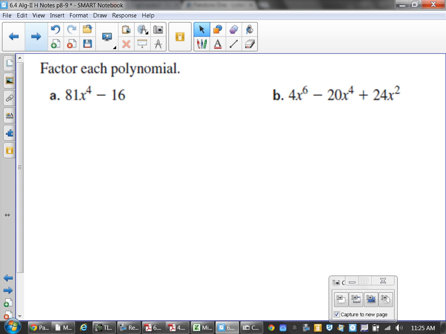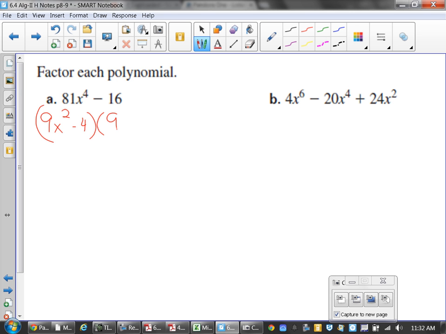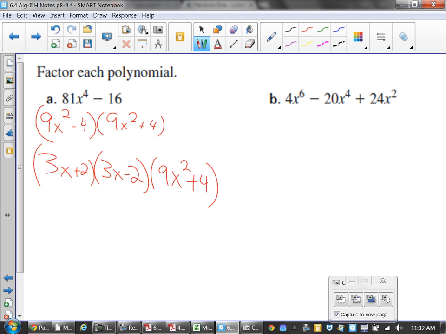So take a second and do these two. Look at this first one. On the first one, I'm guessing most of you recognize that the first term is a perfect square, the second one is a perfect square, and it is a difference. Difference of squares. So 9x squared minus 4 times 9x squared plus 4. Hopefully you didn't stop there, because what is 9x squared minus 4? It's a difference of squares. That's 3x minus 2 times 3x plus 2. And now you're done.